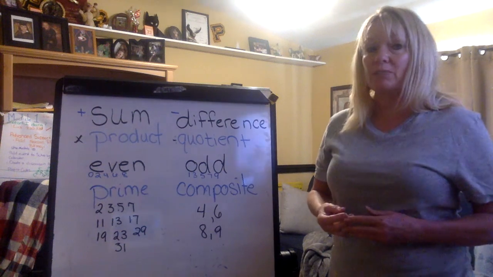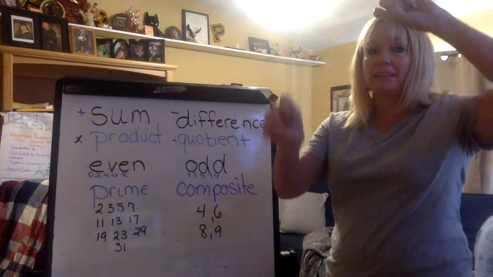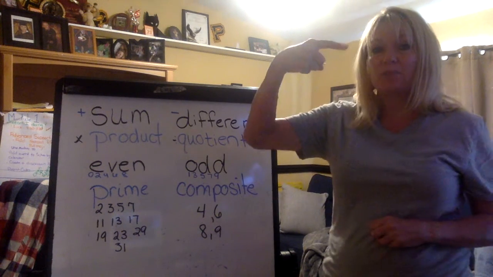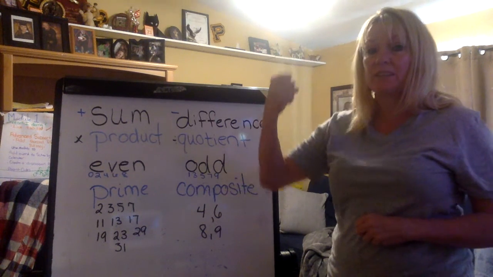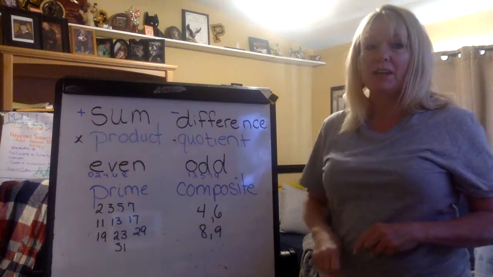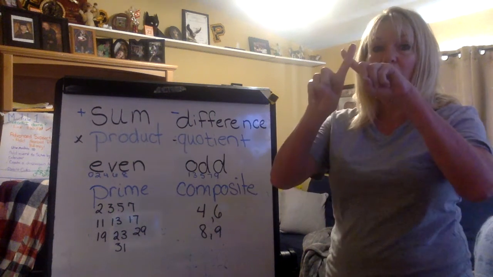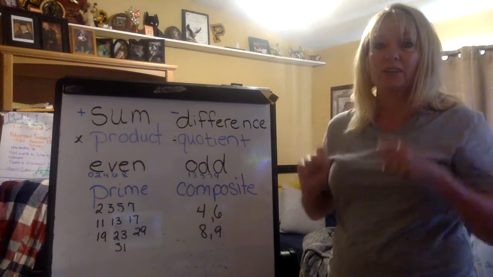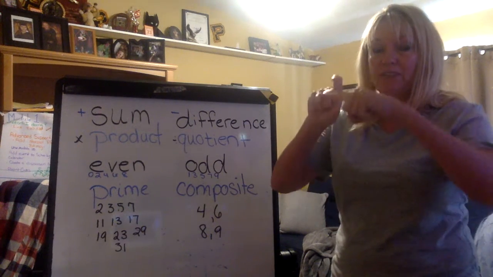So I'm going to go like this. When I say sum, you say add. Sum, add, sum, add. When I say difference, you say subtract. Difference, subtract. When I say product, you say multiply. Product, multiply. When I say quotient, you say divide. Quotient, divide.